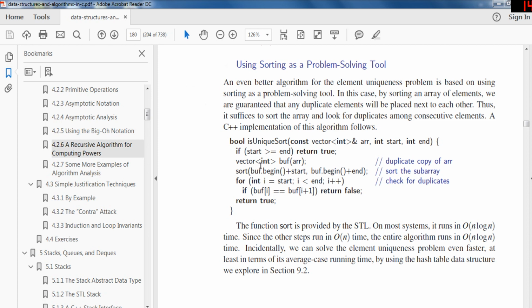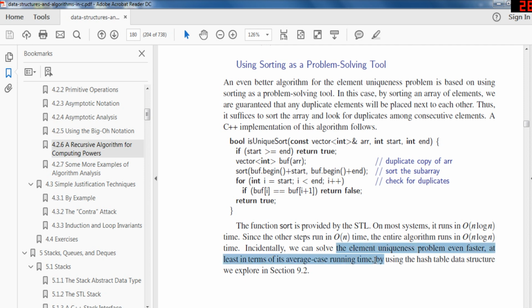Why? Because look, if start is greater than or equal to n, return true. But then they have the buffer of the array. Now, if you sort it, you just have to check if the elements are right next to each other. Then you can easily check for duplicates. And this function sort is provided by the STL. In most systems, it runs in n log n. Since other steps run in O of n time, the entire algorithm runs in O of n log n.